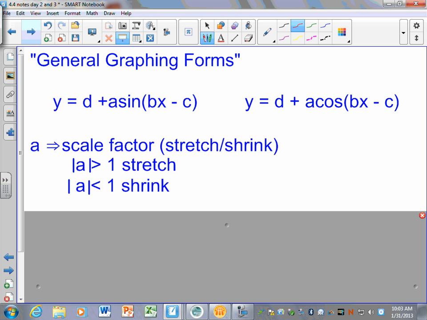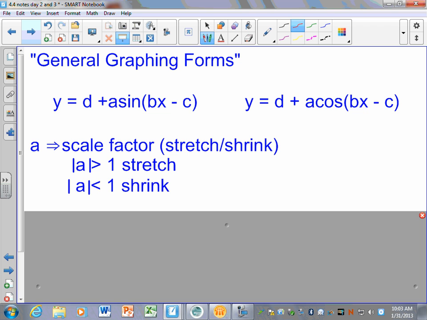All right, and this is in your book. Also, I wrote it out for you, but these are the general forms of sine and cosine. I put lots of letters in here, but it's the same thing that we've done before. A number multiplied in front of your function is always going to be a stretch or a shrink. If the number's bigger than 1, like 2, it's going to stretch it out. If the number in front of it's a fraction, like 1/3, that's going to shrink that graph down and make it look a lot smaller.